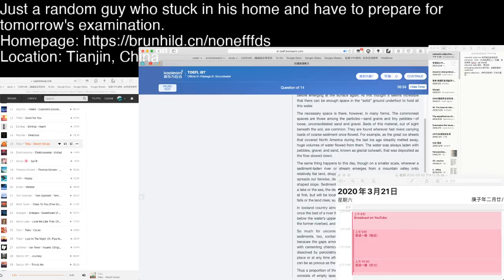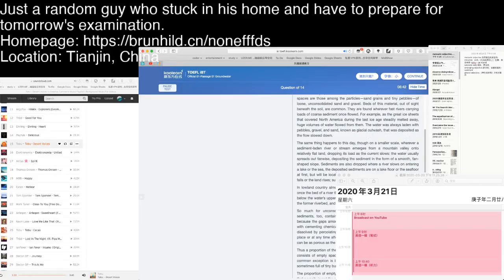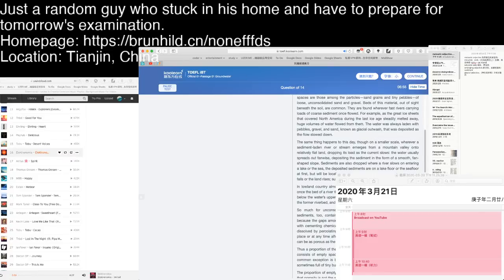In lowland country, almost any spot on the ground may overlie what was once the bed of a river that has since become buried by soil. If they are now below the water supply surface, the water table, the gravels and sands of the former riverbed and its sandbars will be saturated with groundwater. So much for unconsolidated sediments. Consolidated or cemented sediments too contain millions of minute water-holding pores.